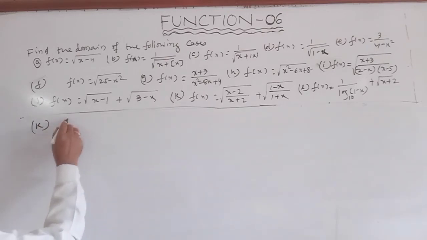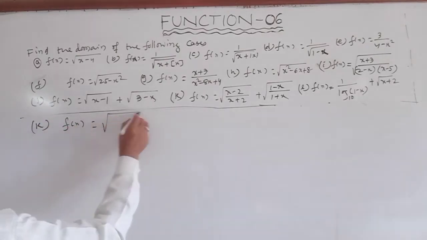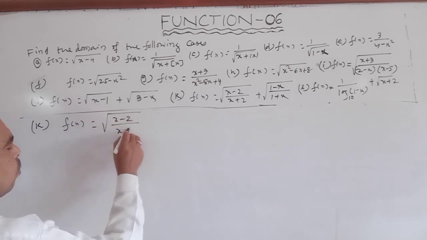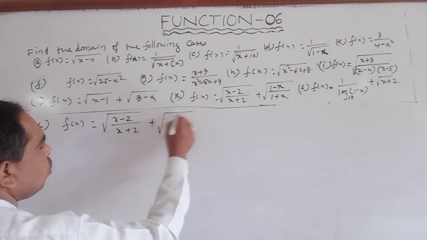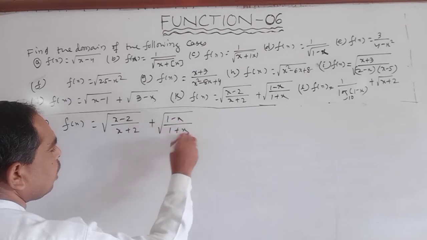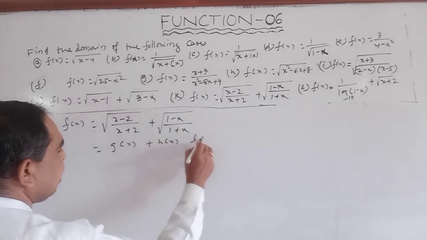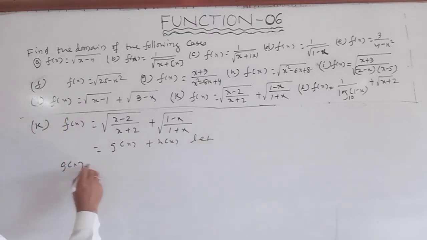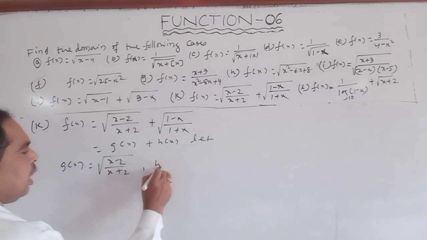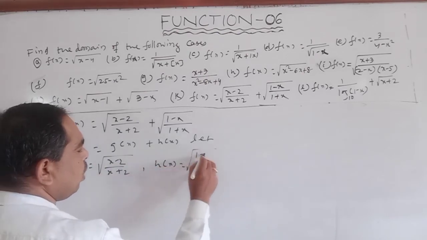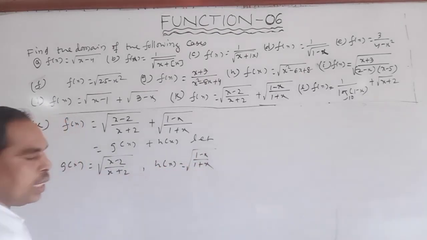Next, k. f of x is equal to root of (x minus 2 divided by x plus 2) plus root of (1 minus x divided by 1 plus x). Suppose this is g of x and this is h of x. So g of x is equal to root of (x minus 2 by x plus 2) and h of x is equal to root of (1 minus x by 1 plus x).